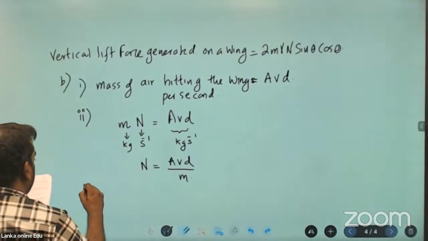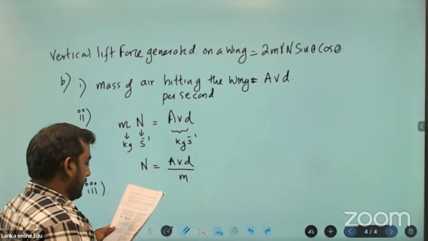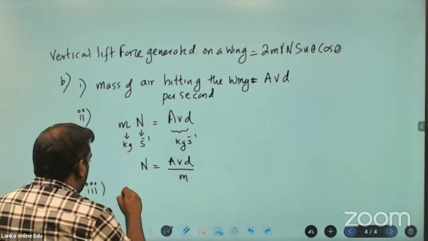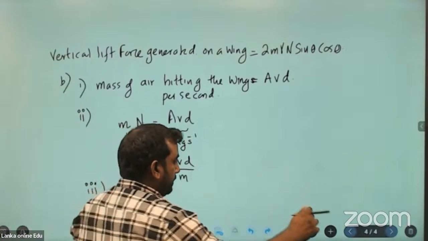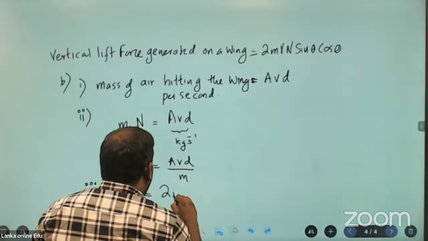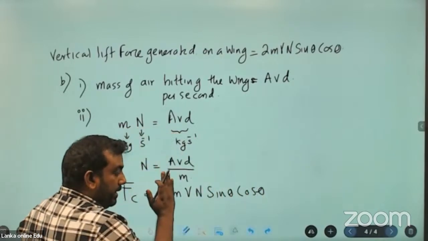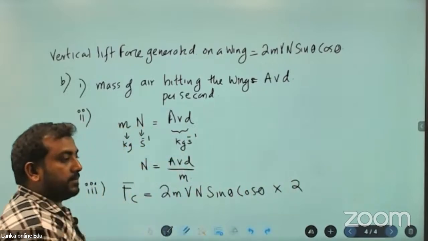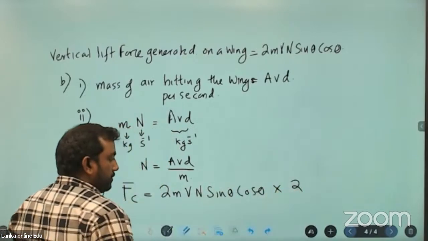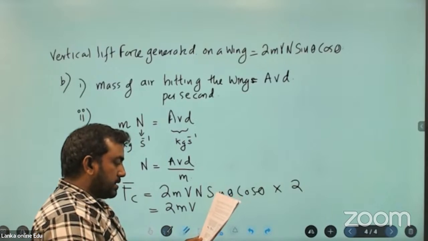Roman 3. Obtain expression for the total vertical force generated due to collisions of air molecules on both wings in terms of AVD and theta. The total vertical force, now this we only did for one, no? Total vertical force 2mvn sin theta cos theta for one wing, multiplied by 2. This is the number of wings. The aeroplane, there are two wings. I have not seen aeroplanes with one wing. So multiply by 2. That's common sense. Now, what are they asking you? They're asking you to write the relationship here.